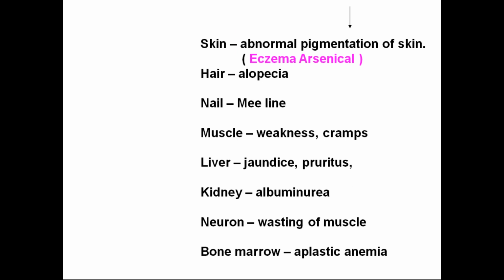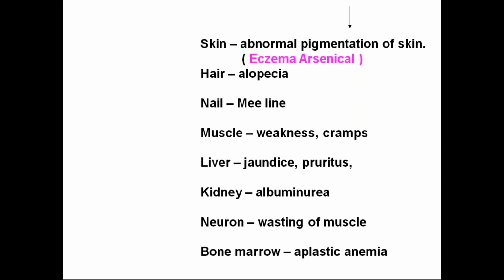What are the specific symptoms? Specific symptoms are very important. We have abnormal pigmentation of the skin, which we call eczema arsenicalis. And then we have alopecia and Mees lines. Mees lines on the nails can be seen. What do these Mees lines mean? These are nothing but arrested growth lines. They are pale areas where the arrested growth lines can be seen, one of the signs of arsenic poisoning.